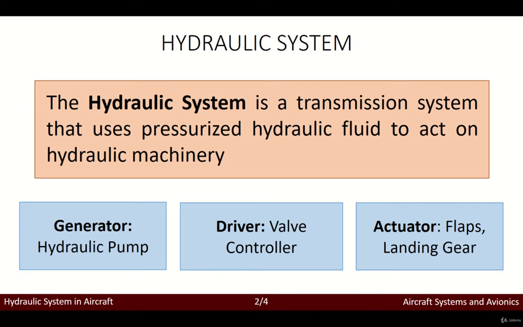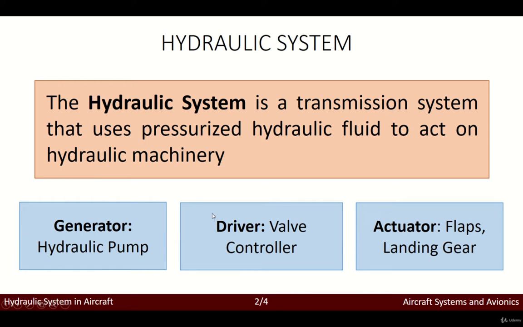Right, so the hydraulic system is a transmission system that uses pressurized hydraulic fluid, commonly a type of liquid, to act on hydraulic machinery. That is machinery that is based on the actuation of some hydraulic system. Okay, so the main idea for hydraulic system is that we need to provide some amount of pressure, right? And we do that by actually using a generator.